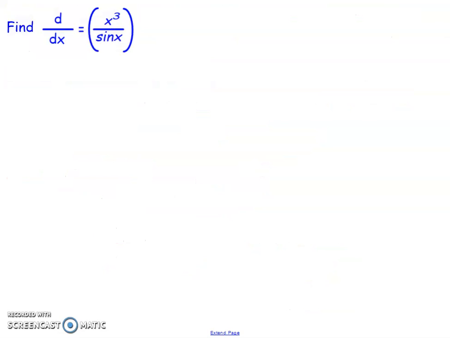So let's imagine I want to find d by dx of x cubed over sine x. Now similarly to the product rule, the first thing we want to do is assign our f and our g, then calculate the derivatives, and then stick it all in the formula.